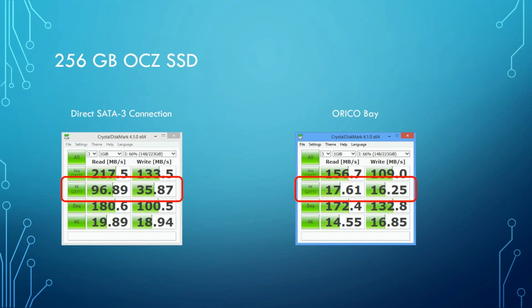As a summary, the tests show that it makes no difference if you connect the drive directly to the computer or through the ORICO bay. This is exactly what I wanted. Beauty, as Dave Jones would say.